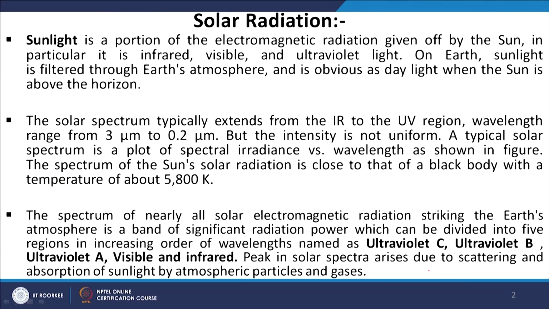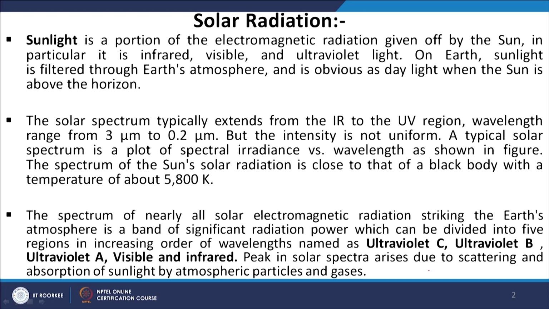So, whenever the sunlight falls on the earth's surface, it comes through the earth's atmosphere, and in the atmosphere a lot of gas molecules exist. So, some of the radiation gets scattered and some of the radiation gets transmitted, and it is obvious as the daylight when the sun is above the horizon. The solar spectrum typically extends from the IR to UV region, with a wavelength range from 3 micron to 0.2 micron, but the intensity is not uniform. A typical solar spectrum is a plot of spectral irradiance versus wavelength. We will show this in the next slide.